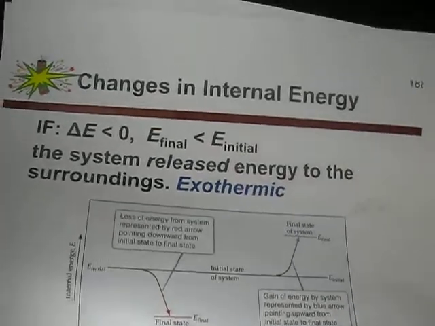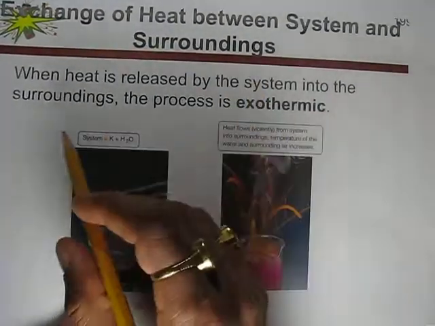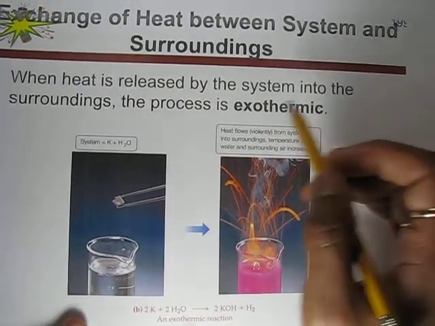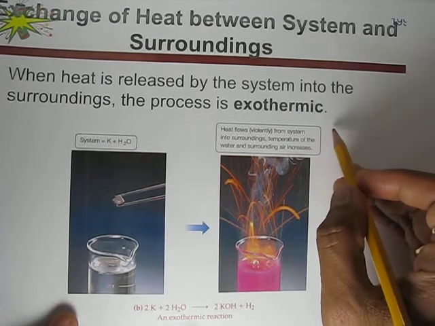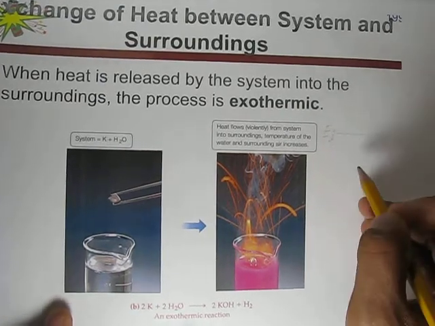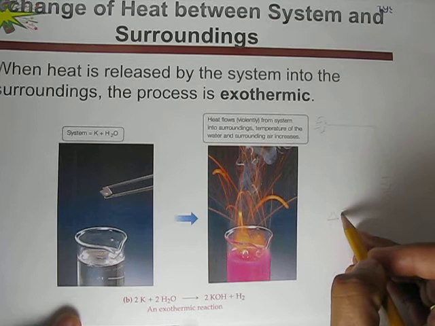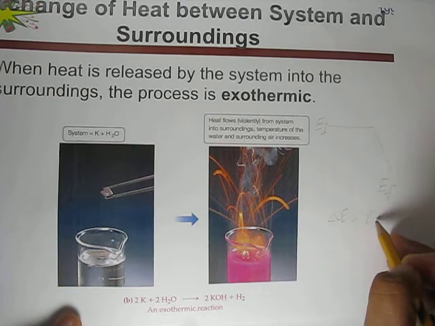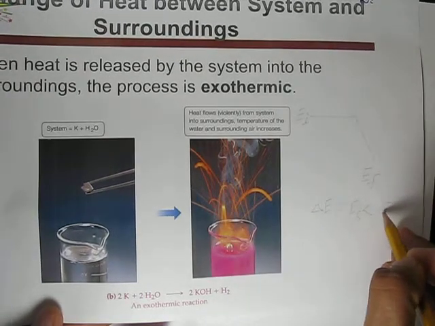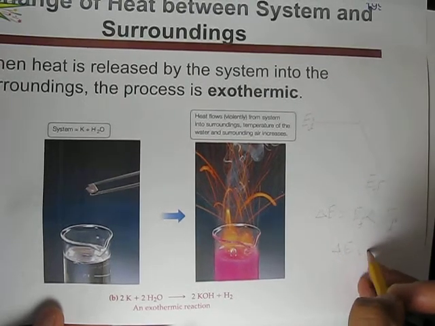So let's see one example for this one. When heat is released by the system into the surrounding, the process is called exothermic. So basically we are talking about this kind of system where E initial is higher than E final, and delta E will be E final minus E initial, which is less than zero, so delta E becomes negative.